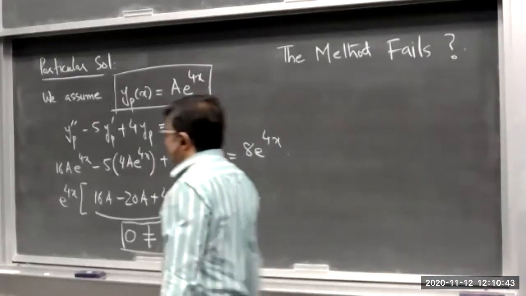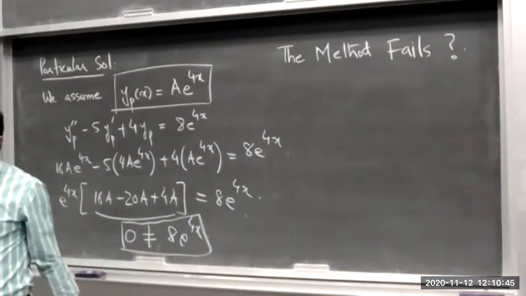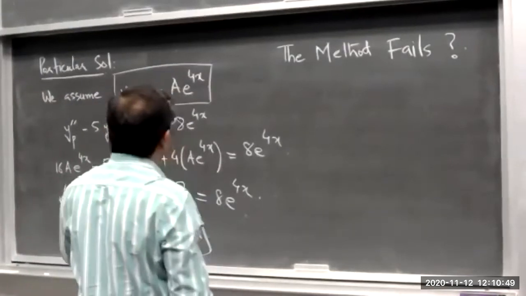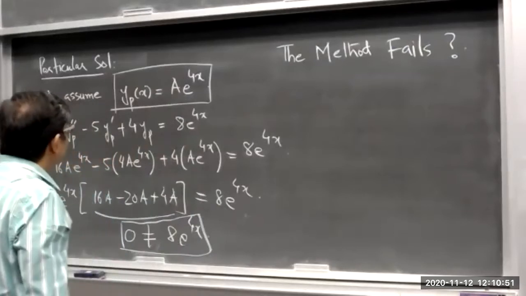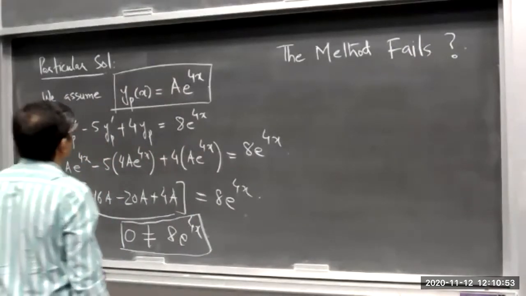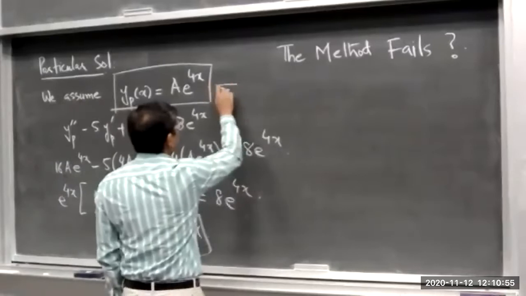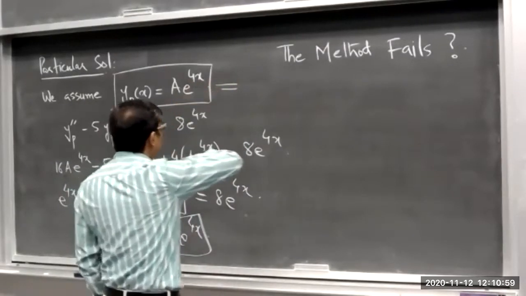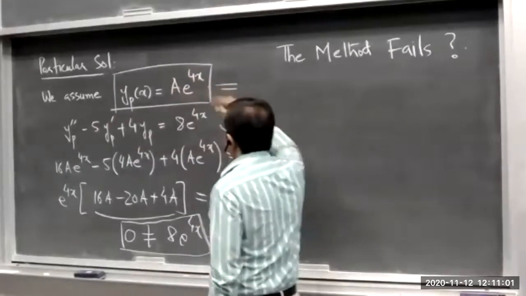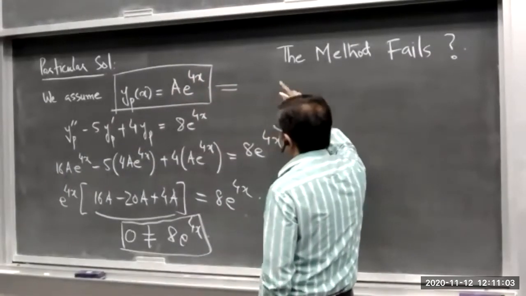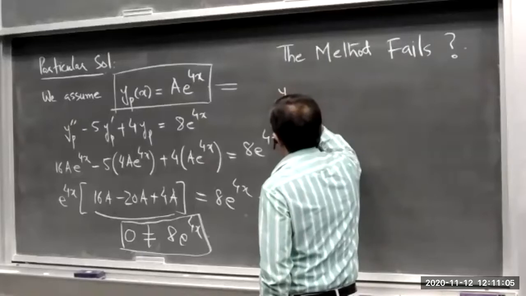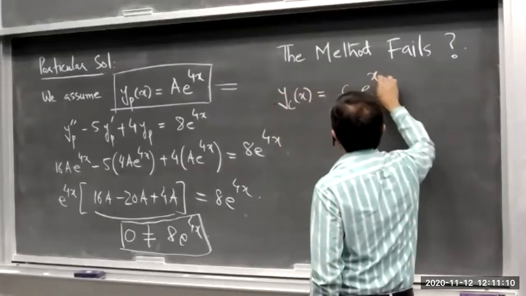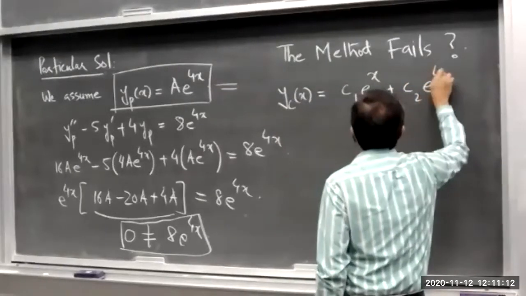Now, this method fails. Now, in this situation, what do we do, and why did this method fail here? The assumed particular solution is this one, a e raised power 4x. Now, if we look closely at the complementary solution, what is it? It is yc = c1 e raised power x plus c2 e raised power 4x.